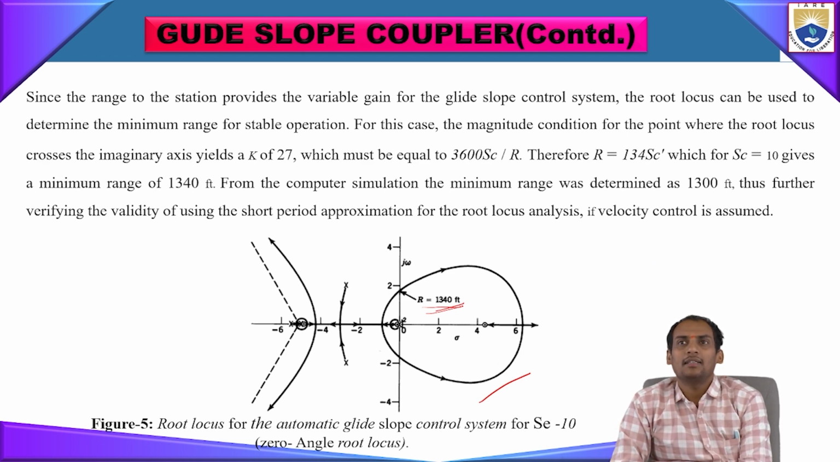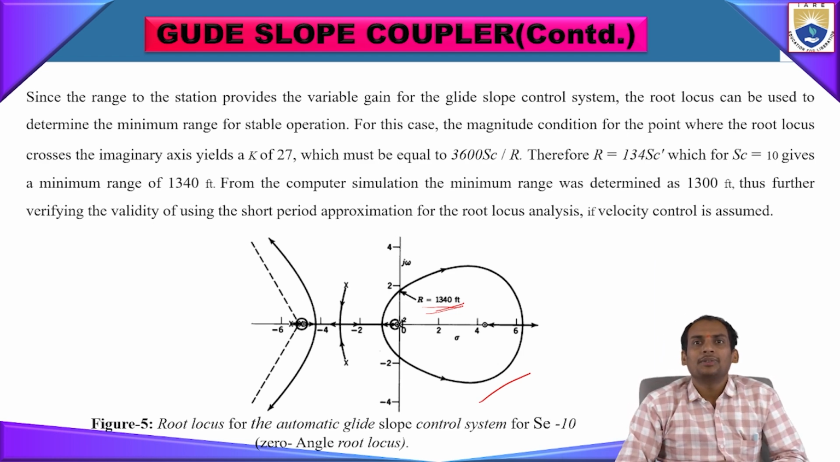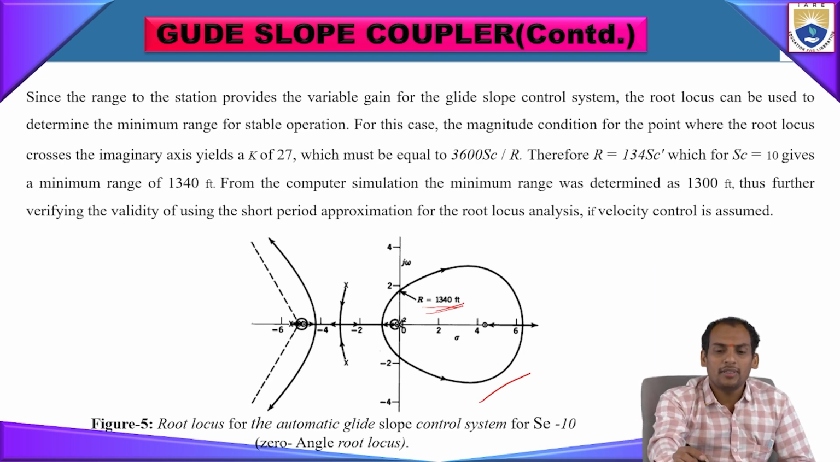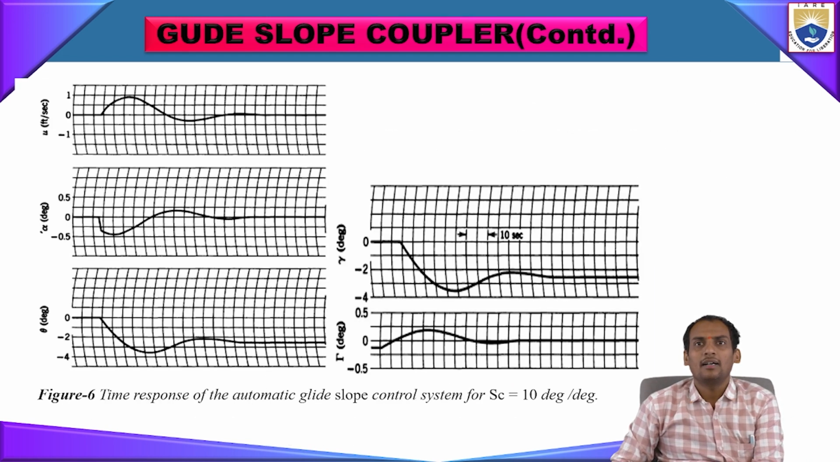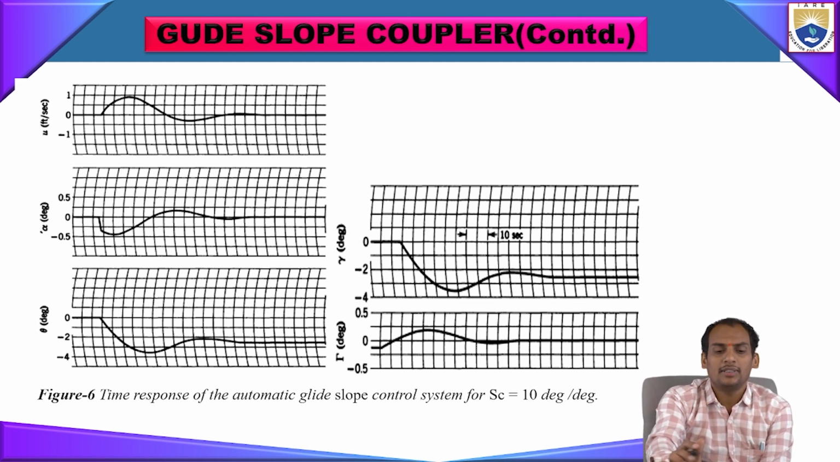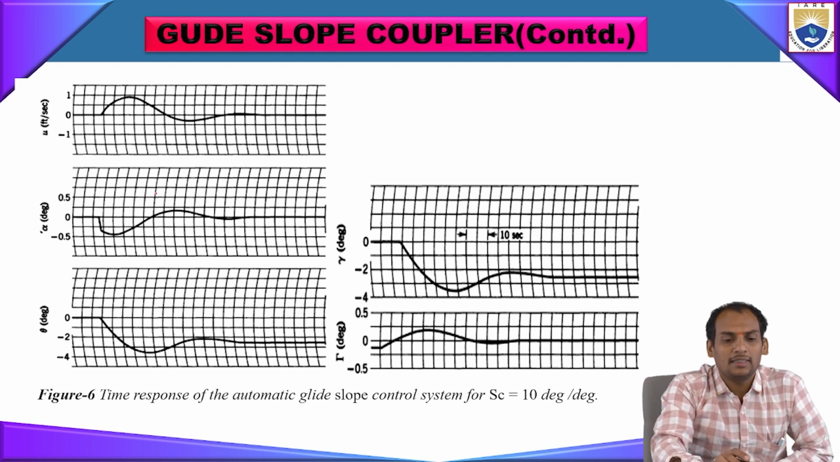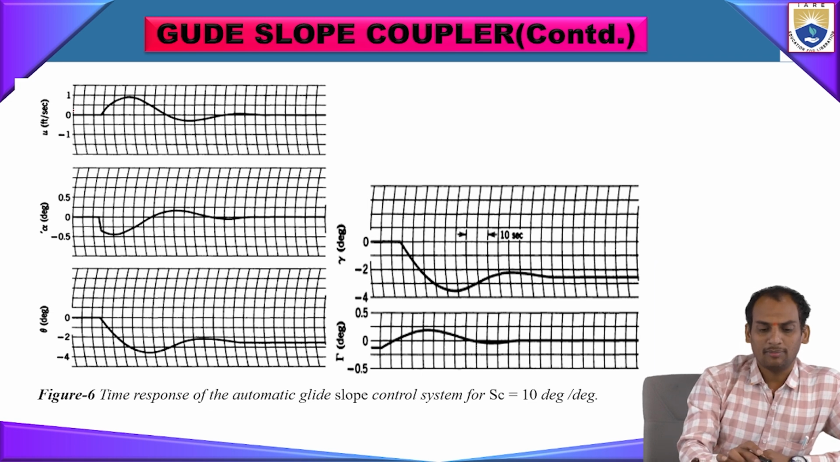So if the velocity control is being assumed here, the root locus plot has been made as a closed loop around this region for a range of 1340 given here. That means here the SC is 10 that we have considered. So the time response function for that transfer function is given here. The time response for that block diagram is seen when the velocity is changing from -1 to +1. So there is an initial disturbance.